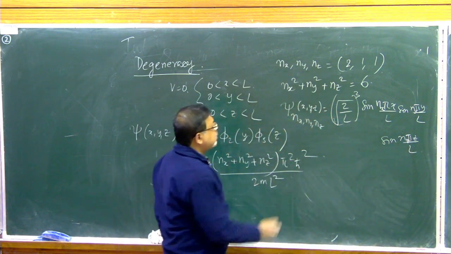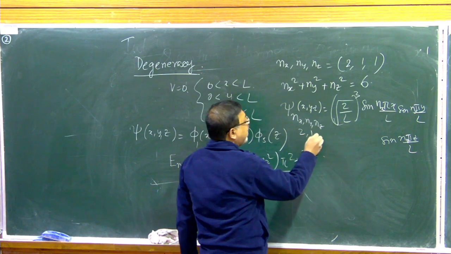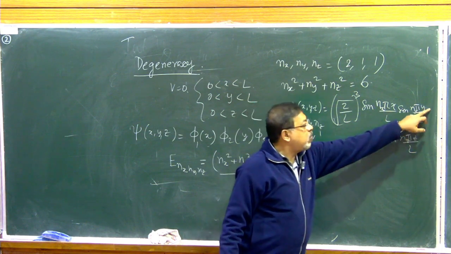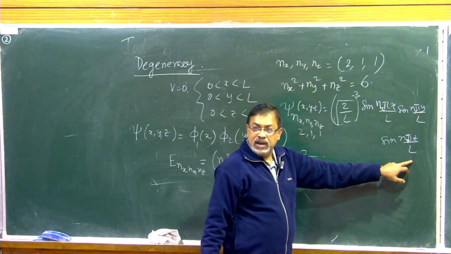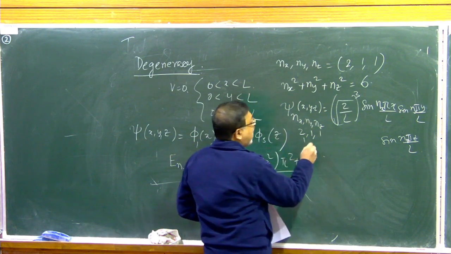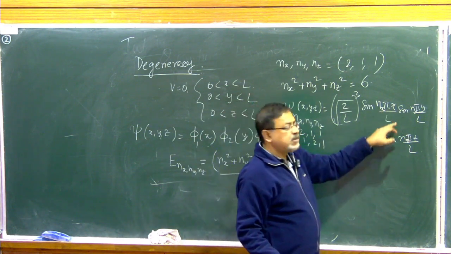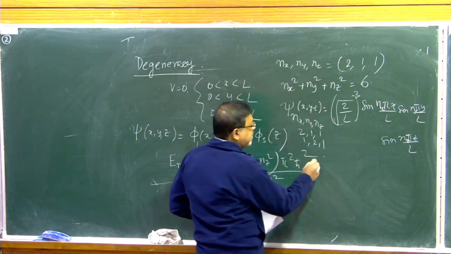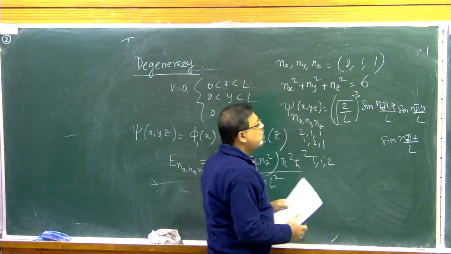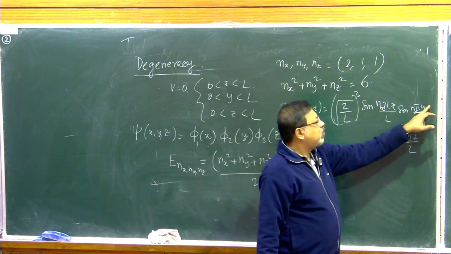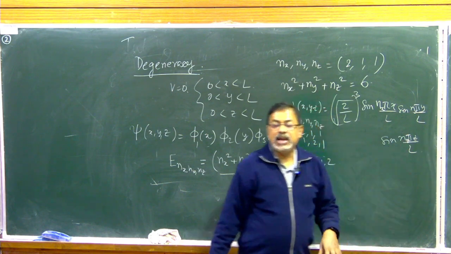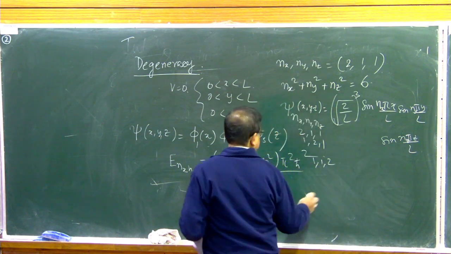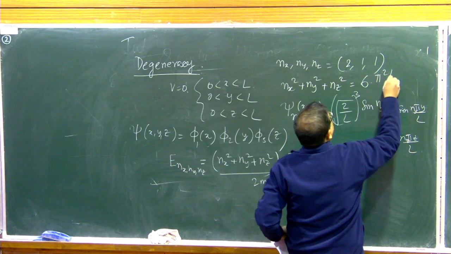Now the wave function corresponding to nx equal to 2, ny equal to 1, nz equal to 1 will be sine 2 pi x by L, sine pi y by L, sine pi z by L. That's not the same as 1 2 1, which will be sine pi x by L, sine 2 pi y by L, sine pi z by L. It is again not the same as 1 1 2, which is sine pi x by L, sine pi y by L, sine 2 pi z by L. But all of them correspond to an energy which is given by 6 pi square h cross square by 2 m L square.